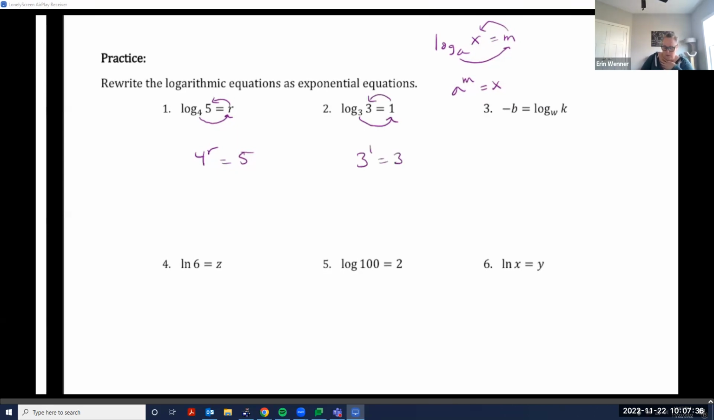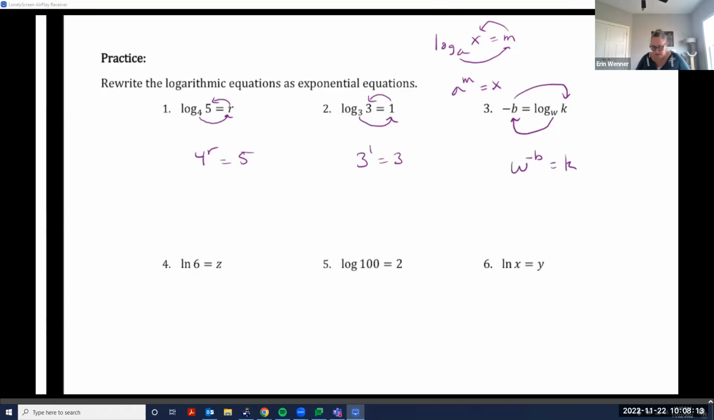Looking at number 2, the log is on the left-hand side, and now in number 3, the log is on the right-hand side. That's okay. You're still moving in the direction that leads toward the equal sign and then over it. So we're going to do w to the negative b equals k. We're still going in that circular motion. I know for number 3 we went counterclockwise, but we're circling around the equal sign.